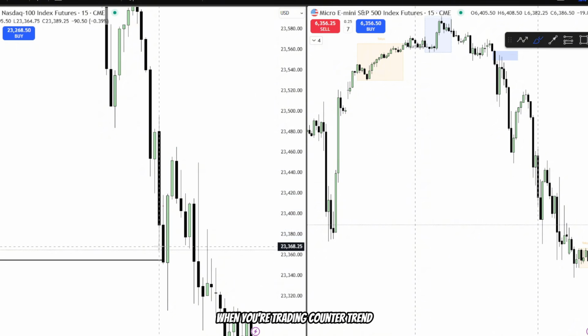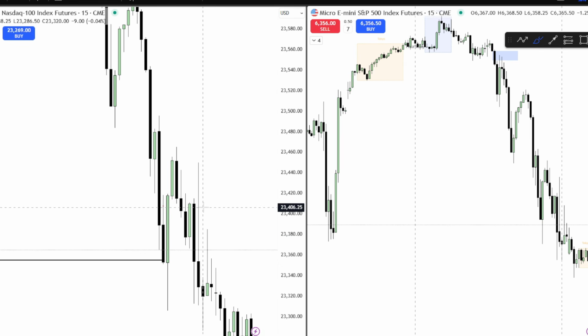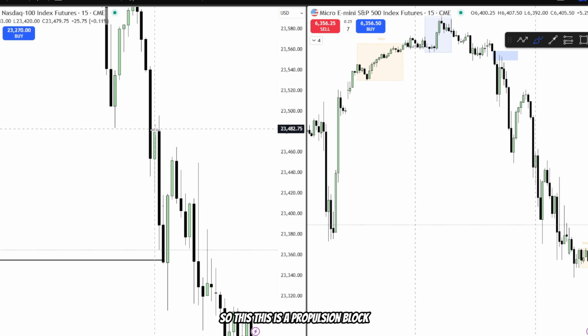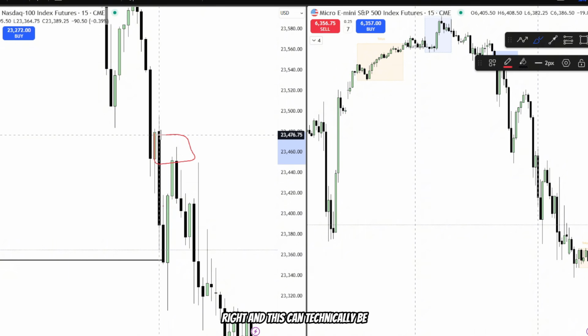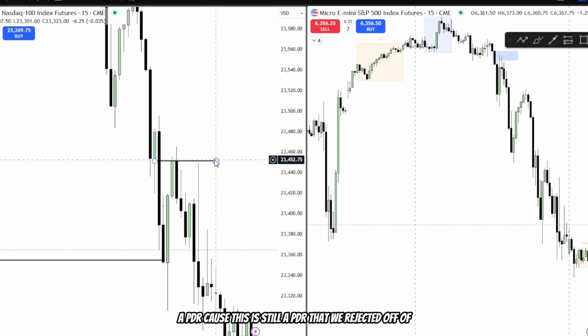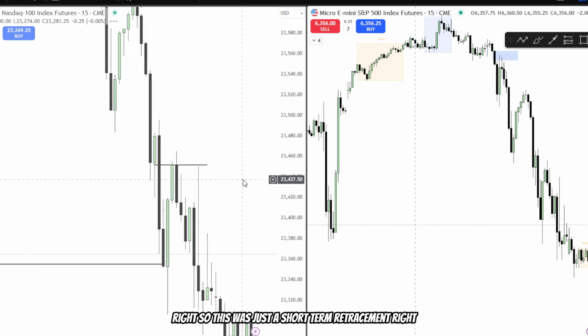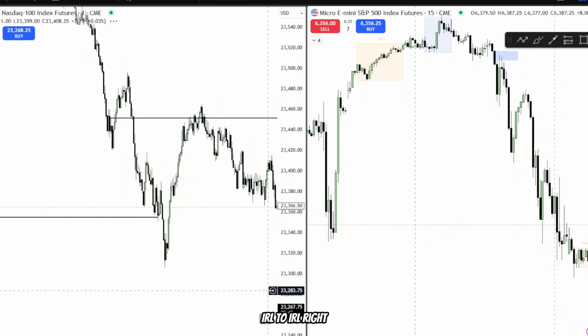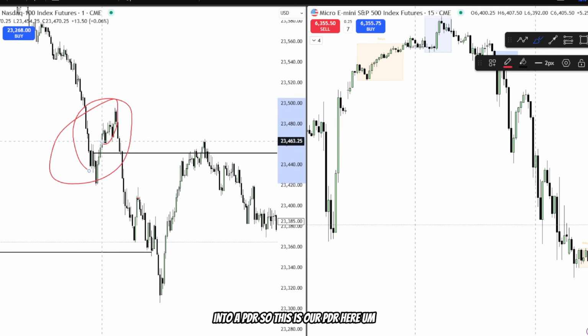Now, when you're trading counter trend, so this is a propulsion block. Yeah, this is a propulsion block, and this could technically be used as an internal range of liquidity. Now, I don't really like to use that as an internal range of liquidity, but regardless, you can see that we have a point of interest, a PD array, because this is still a PD array that we reject off of. So this was just a short-term retracement, IRL to ERL, into a PD array. So this is our PD array here.